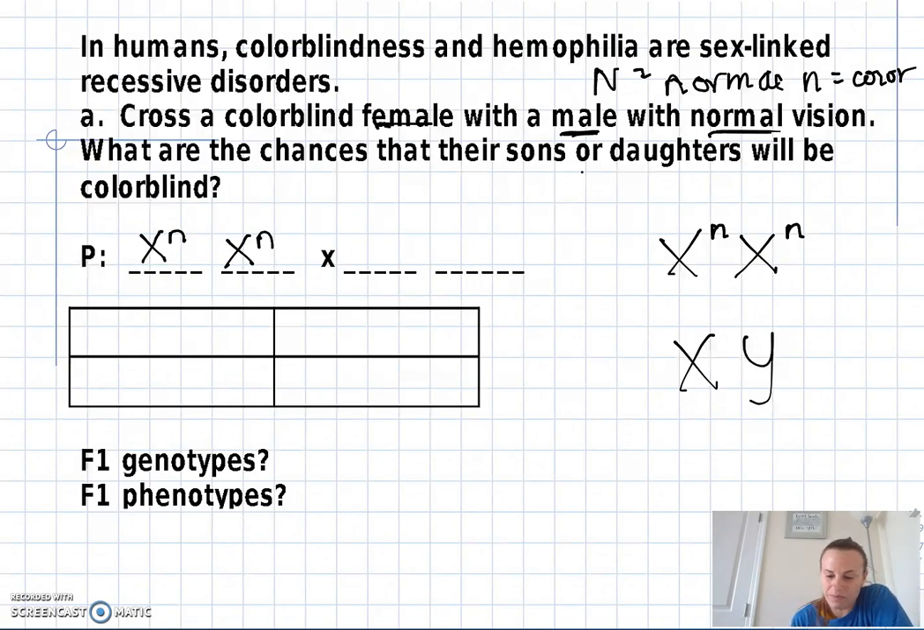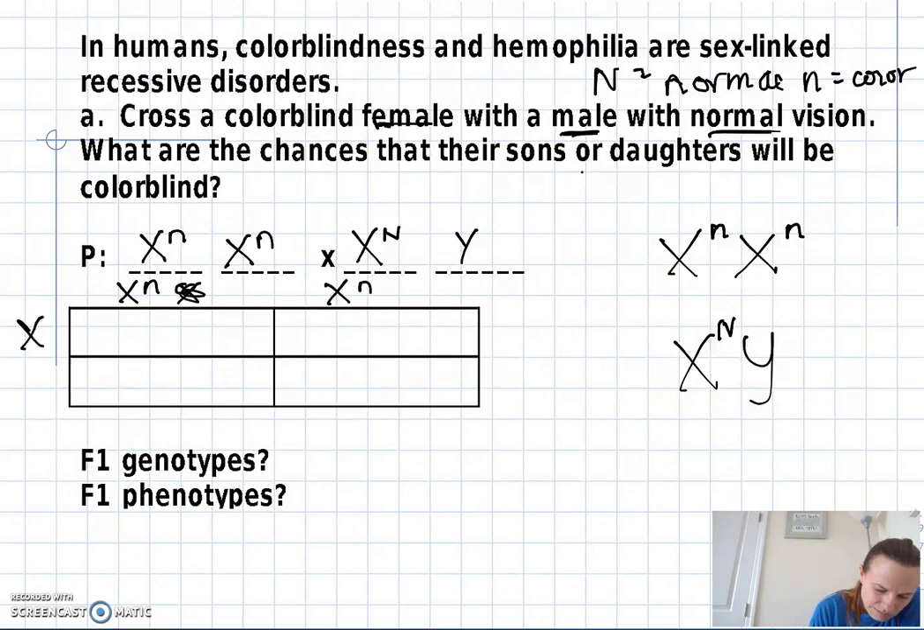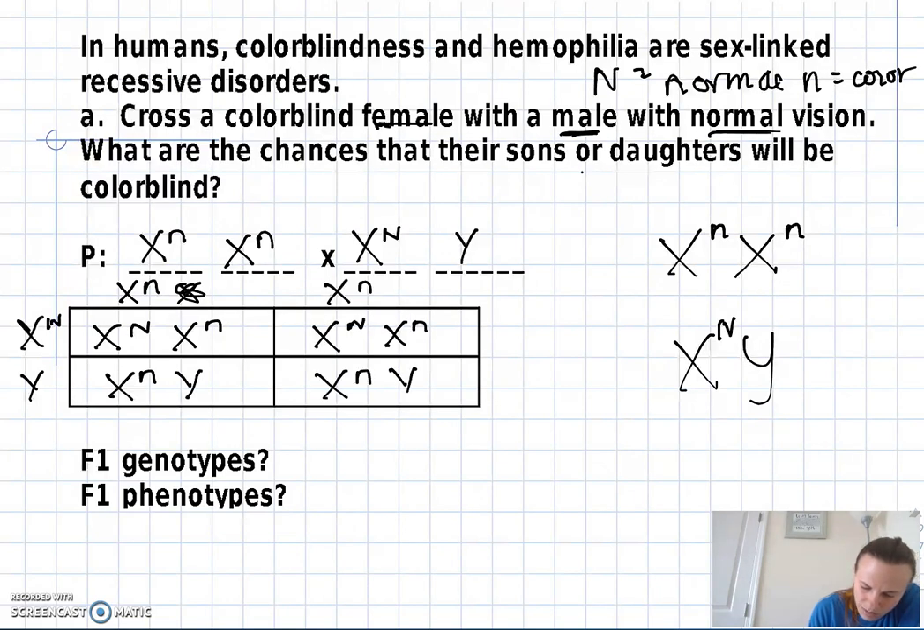Now, in order for our male to be normal, he would have to be capital N on his X chromosome, because if he had the lowercase n on his chromosome, well, then he would be colorblind. So if we do this cross, I'm going to put mom on the top and dad on the side. And when I do the cross, I get X capital N, X lowercase n, X lowercase n, Y, X capital N, X lowercase n, X lowercase n, Y.